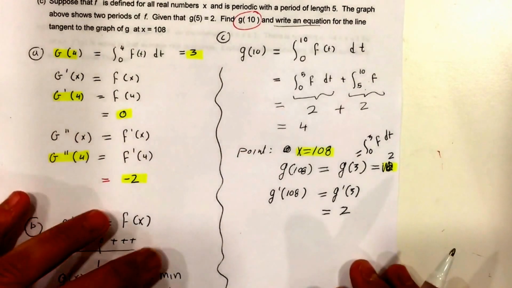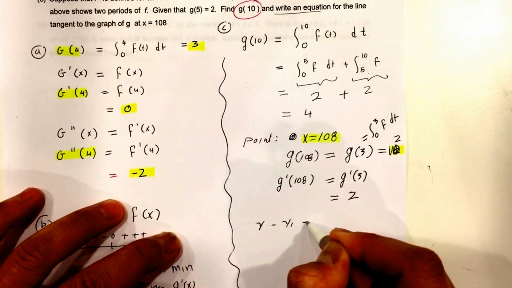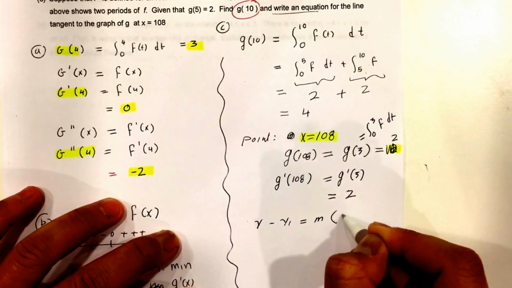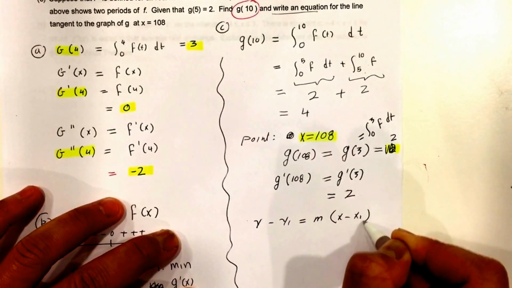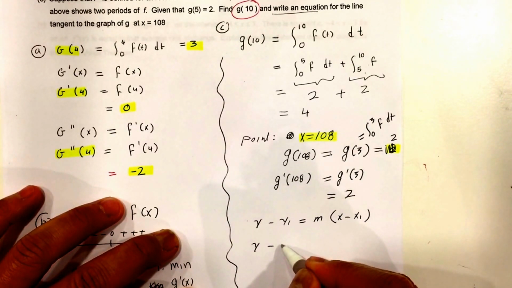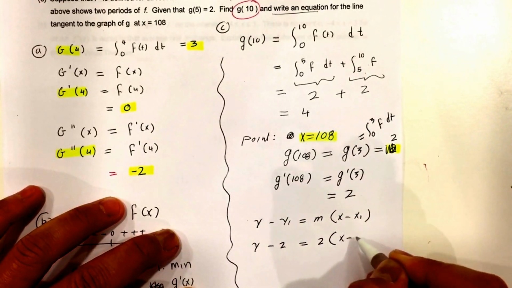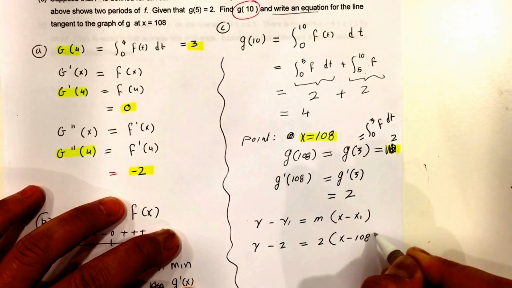So now I have my point, I have my slope. I'm going to go ahead and put it together. So y minus y1 equals m times x minus x1. So y minus 2 equals 2 times x minus 108. And I'm done.